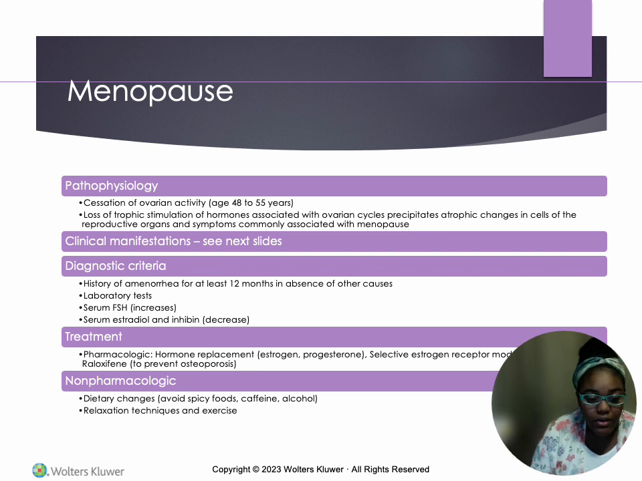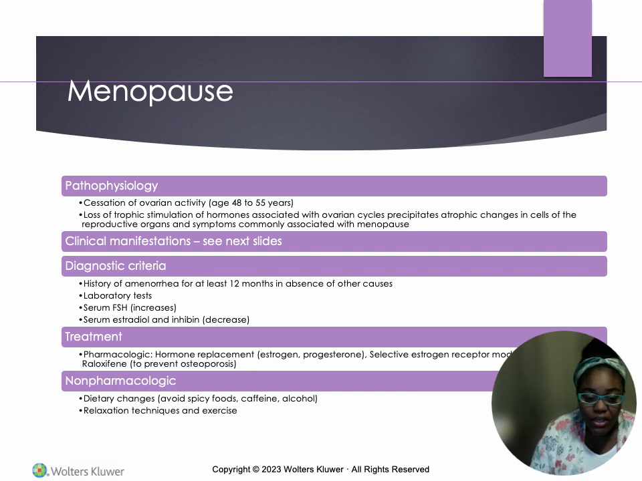With your diagnostic criteria, you have no periods for at least 12 months in absence of other causes, and that could be an absence of stress, like nothing can happen, you just don't have your menstrual cycle anymore. They'll do laboratory tests. They may see your serum follicular stimulating hormone increase, or they may see estradiol, which is a type of estrogen, and inhibin, which is another female hormone, decrease.